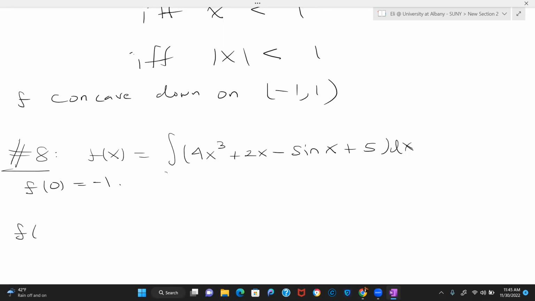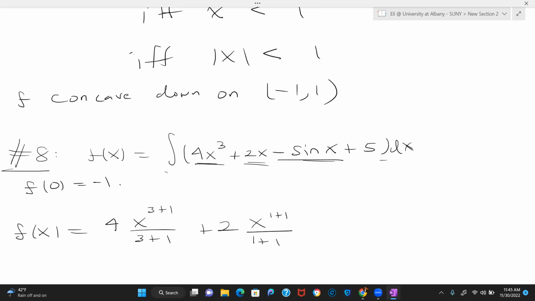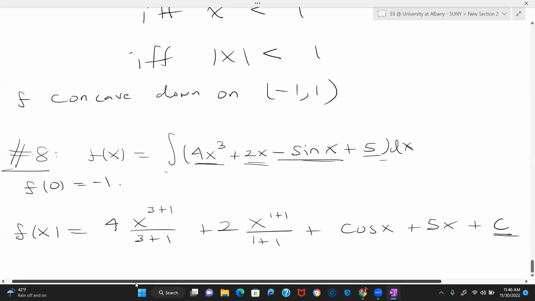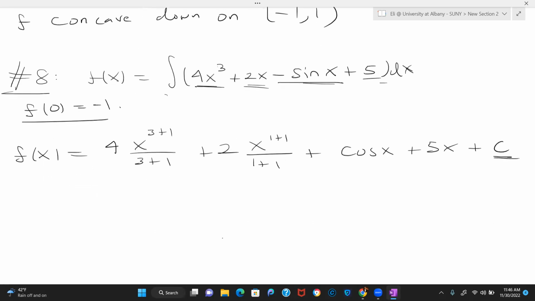So let's evaluate this. We can just integrate each piece individually. These two are going to require the power rule. So it's going to be 4x to the 3 plus 1 over 3 plus 1, plus 2x to the 1 plus 1 over 1 plus 1. And now the indefinite integral of negative sine x is going to be plus cosine x. And then 5 is going to be 5x. And of course, you have your constant. This is what we want to determine using this condition right here.